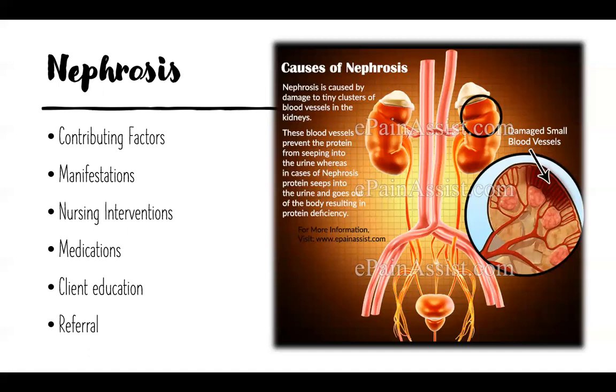Medication therapy for this patient may consist of loop diuretics. For example, your furosemide, which is Lasix. On the NCLEX, you will see furosemide, not Lasix. Steroids include prednisone, and then your immunosuppressive agents may be cyclophosphamide. Okay, so that is it for nephrosis. Any questions about nephrosis?